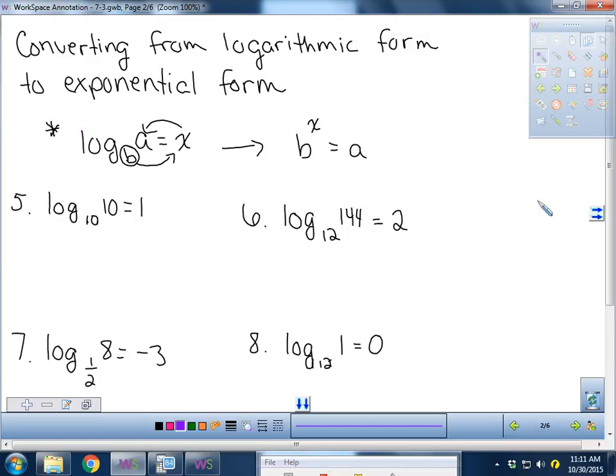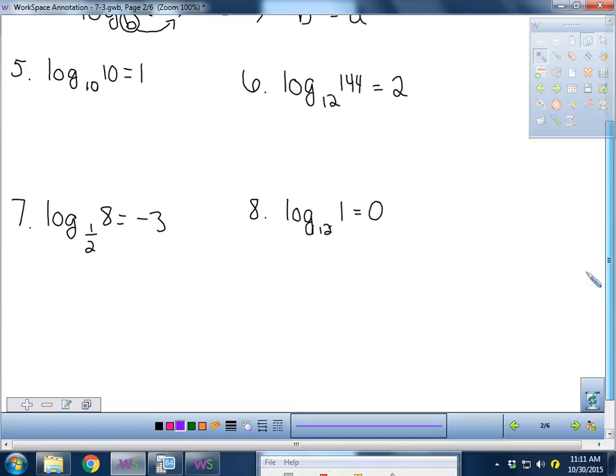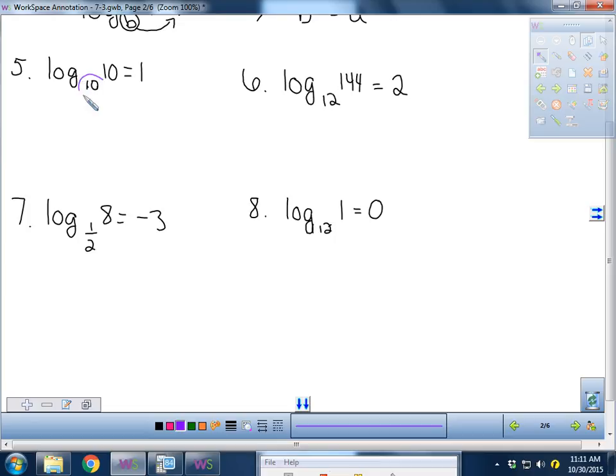All right, next we will talk about going from logarithmic form into exponential form. Again, you always start with the base. So this would be b to the x equals a. So if I'm looking at my problems here, I start with the base. So I'd say 10 to the first power equals 10, and I am now in exponential form.